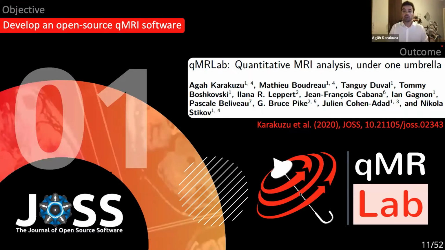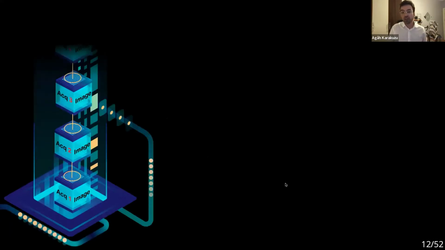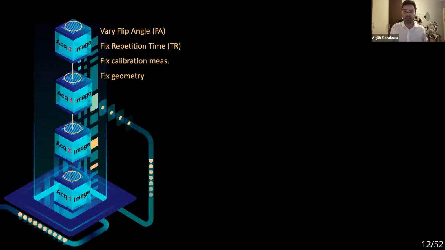The outcome of the first objective is qMRI Lab. It's an open source toolbox to process, simulate, and compare a wide range of quantitative MRI methods. This work was published in Journal of Open Source Software in 2020. Now we will zoom in on the components of a quantitative MRI method. This cube represents a conventional MR image. And to create a quantitative MRI dataset, we select or develop a pulse sequence, which is the software that runs the scanner. Then we obtain a set of images by systematically manipulating the image contrast.